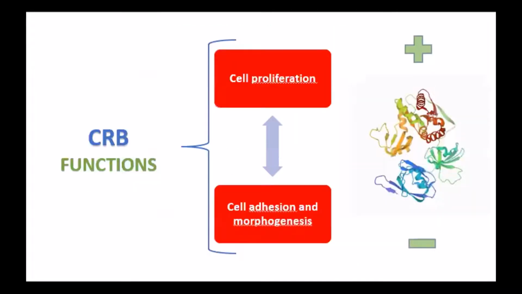If you want to learn about the function of these proteins, we have to know that research studies have shown that CRB1 and CRB2 are apical polarity factors, and apical-basal cell polarity is essential for the formation and function of epithelial tissues. The principal functions of the CRB complex are cell proliferation, cell adhesion, and morphogenesis.